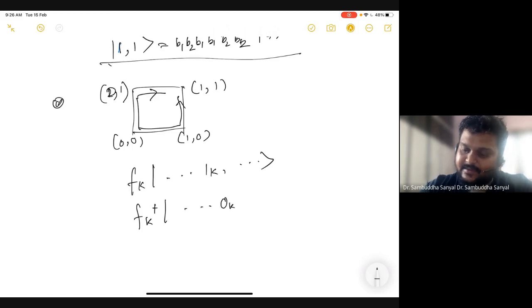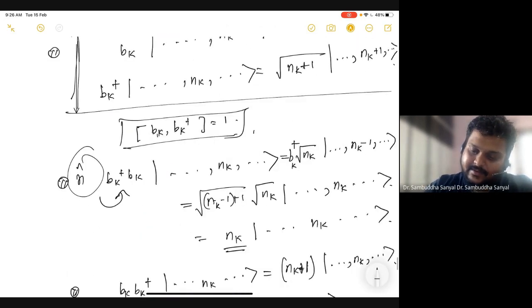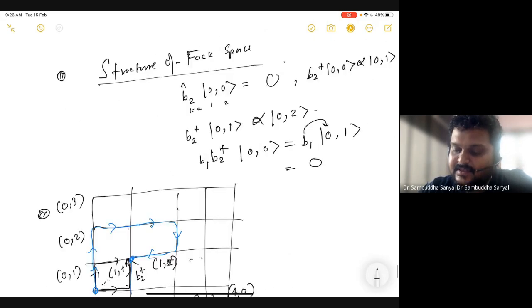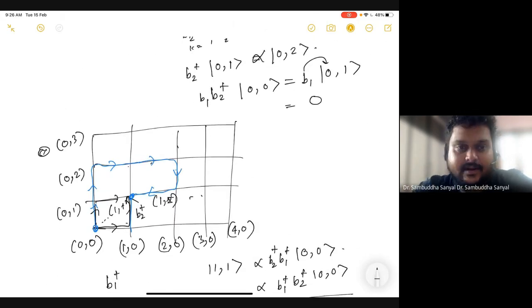Because there are only two possibilities, there is no n. Try to think how you will write these two, just like the way you wrote this. Any confusion so far about how this is allowing me to achieve what I wanted, which means a connector for creating the Fock space by applying this operator again and again? Question, confusion, everything is clear?